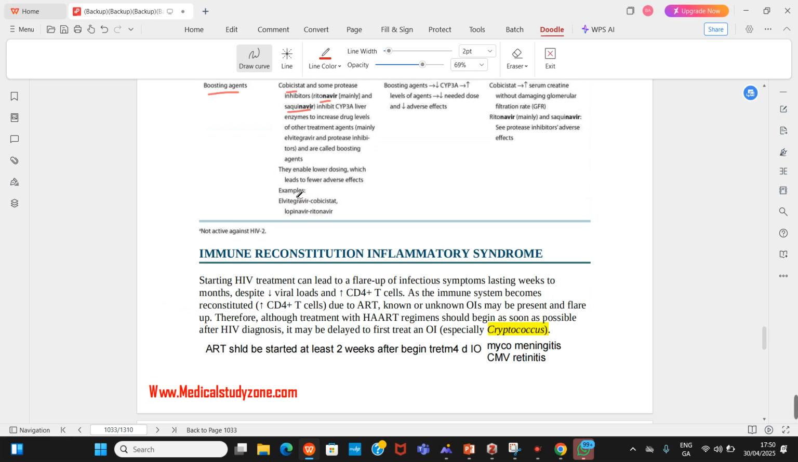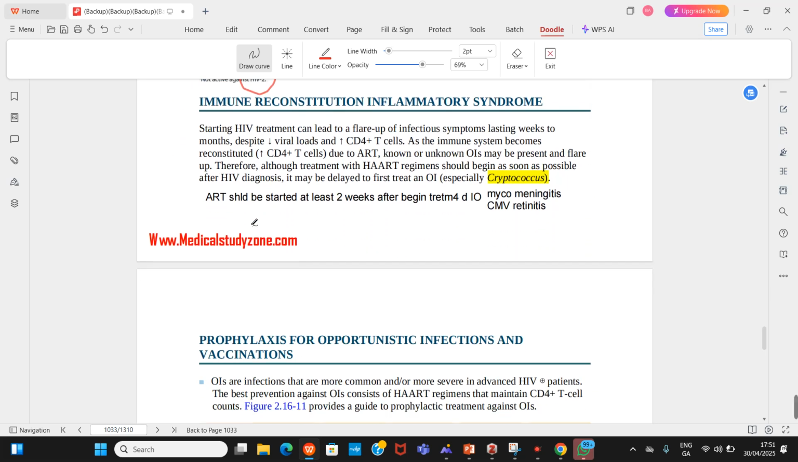And it's also important to know that the NNRTIs, the non-nucleoside reverse transcriptase inhibitors, are not active against HIV-2. If you give somebody that has HIV type 2 efavirenz or nevirapine, you are just wasting time. It will not work.